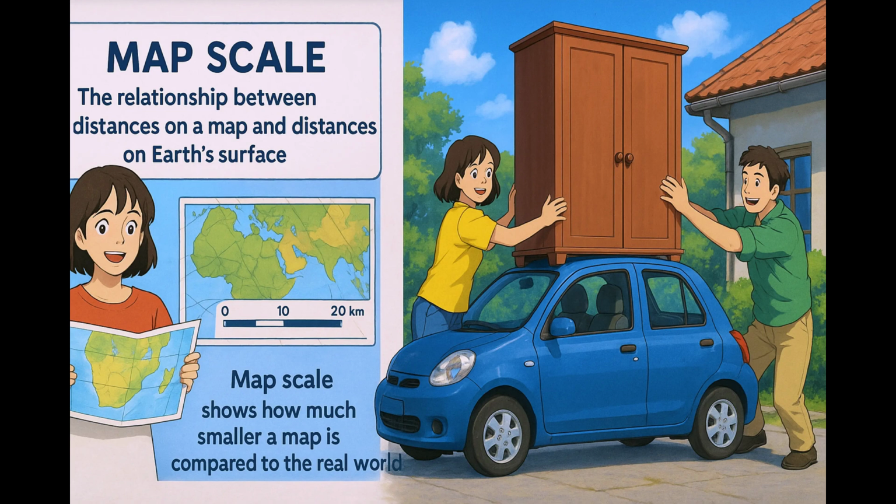In this analogy, the wardrobe represents the actual distances on Earth. The car represents the map, and the ability to fit the wardrobe into the car is akin to how the map scale translates real-world distances into manageable, interpretable map distances.